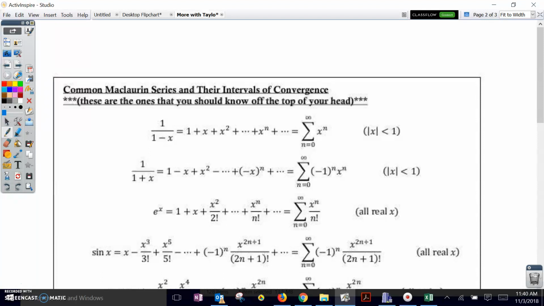The first two we encountered way back in the beginning of our study of infinite series, and we developed these Maclaurin series from the idea that these were geometric. So you should know the series for 1 over 1 minus x and the series for 1 over 1 plus x.